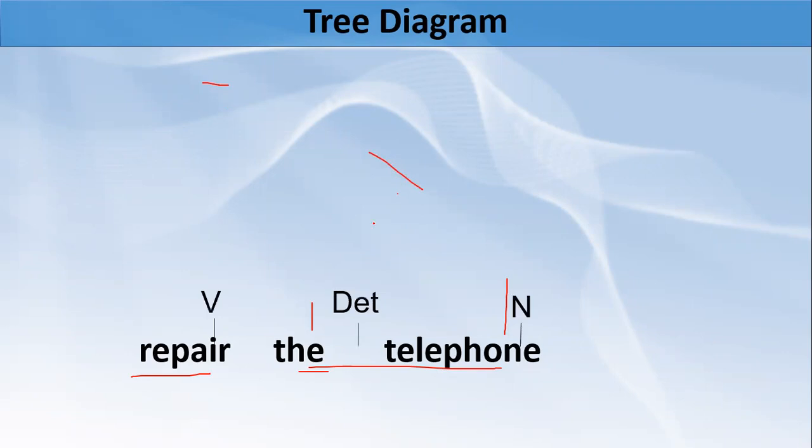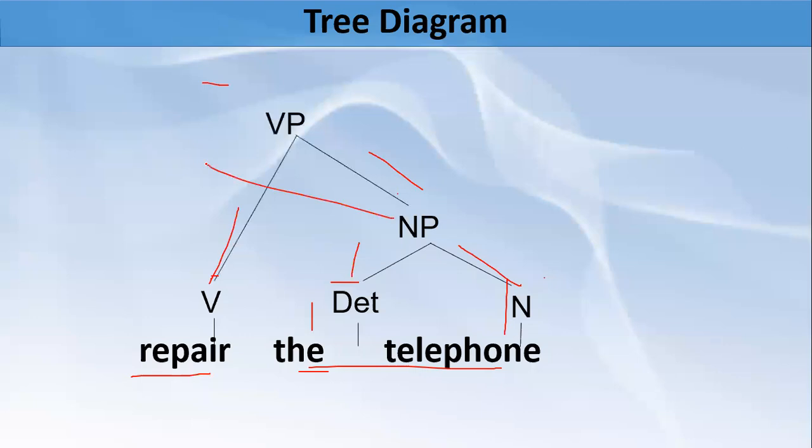If you can see, we have the noun here. Here we have the determiner and we have the verb. So the noun and determiner give us a noun phrase. And here we have the verb and the noun phrase, so here we have the verb phrase. Clear?